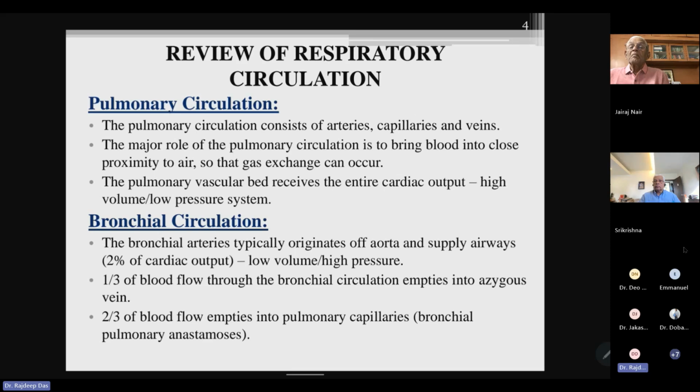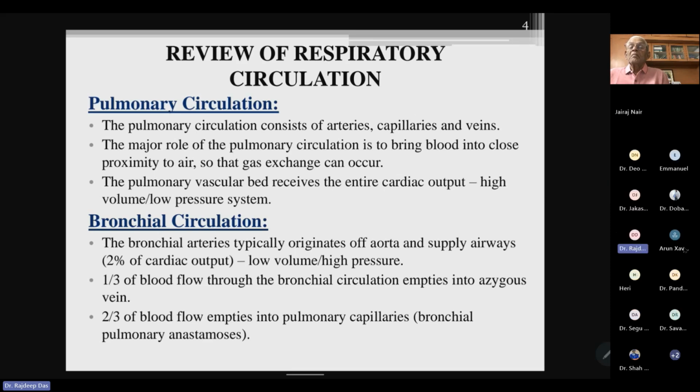Now, some basic review of the circulation. The pulmonary circulation consists of arterioles, capillaries, and veins, and the major role of pulmonary circulation is to bring blood into close proximity of the alveolar air so that the gas exchange can occur. The pulmonary vascular bed receives the entire cardiac output, and the total system is a high volume and low pressure system.